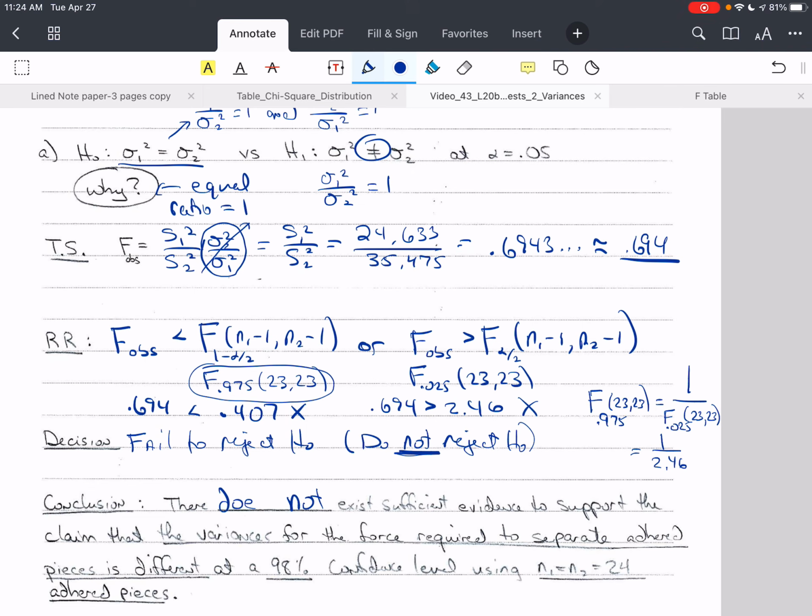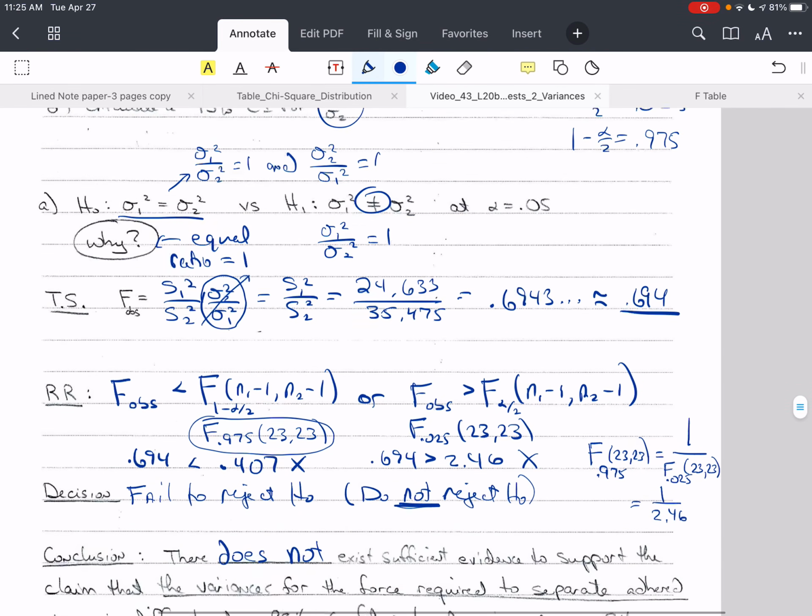We need a null hypothesis here. There does not exist sufficient evidence to support the claim that the variances for the force required to separate adhered pieces or glued pieces are different for the two adhesives at a 98% confidence level. Did I use 98? This was 95. I'm sorry.